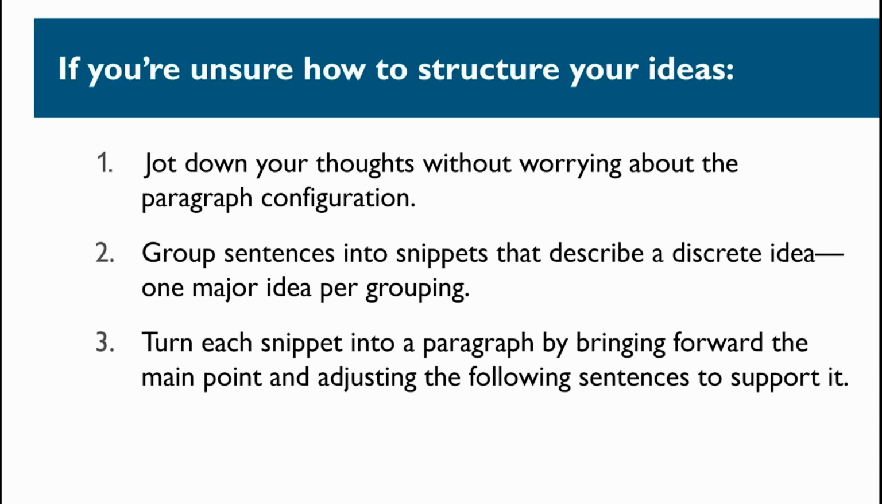Next, take your sentences and group them, move them around if necessary, so that each grouping of your sentences corresponds to an idea that is discrete, one major idea per grouping. That grouping will eventually be a paragraph. And then turn each grouping into a paragraph by adding or moving forward the main point of that grouping. That is going to be the topic sentence. Then adjust the following sentences to properly flow grammatically and in terms of your explanation. So this is the algorithm, my recommendation for structuring your ideas.